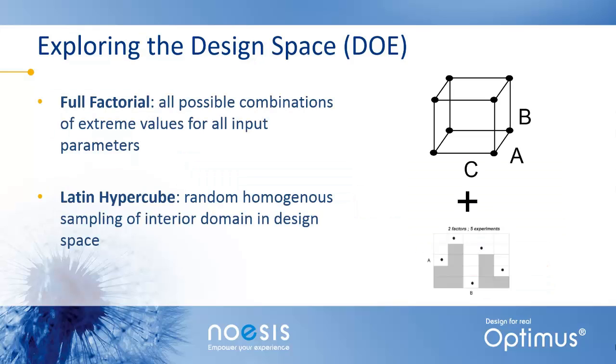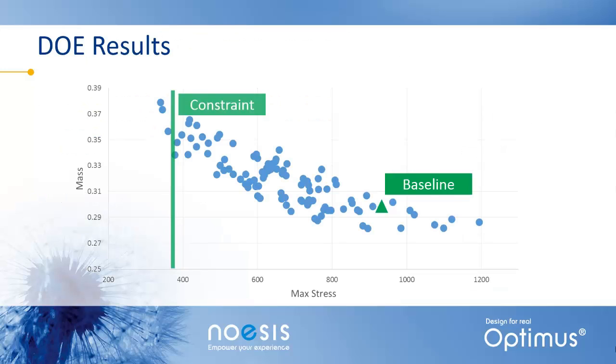So the first step in that strategy is to perform a design of experiments. We combined a full factorial design of experiments with a Latin hypercube to ensure that we've covered the entire design space. And here you can see the results of that design of experiments. You'll notice right away the baseline being the green triangle, and then the constraint value being the green bar to the left side of the graph. In the entire design of experiments, only a few designs actually satisfied the constraint.